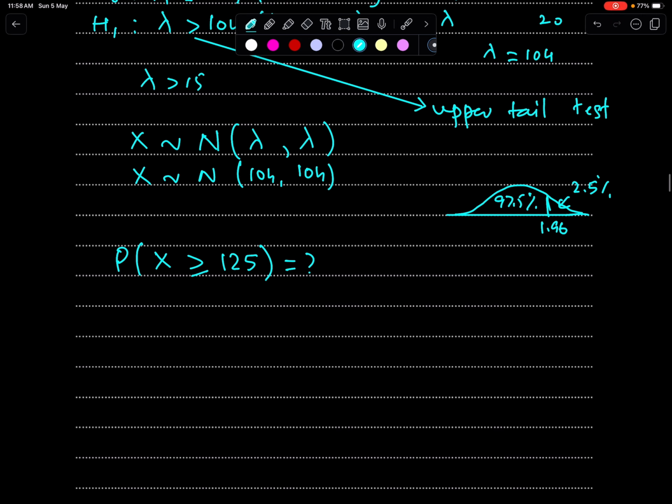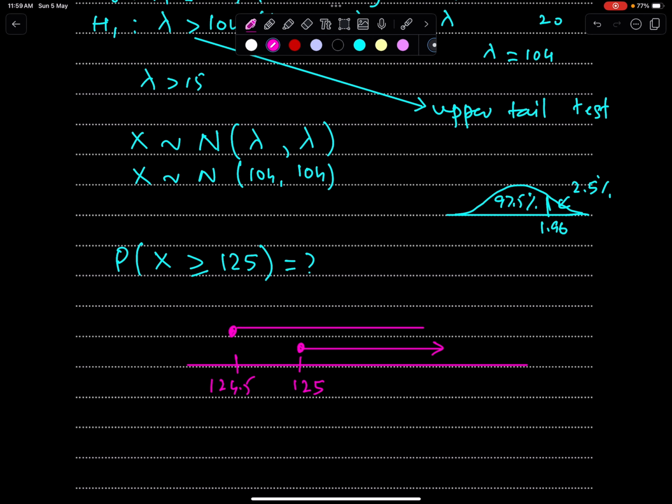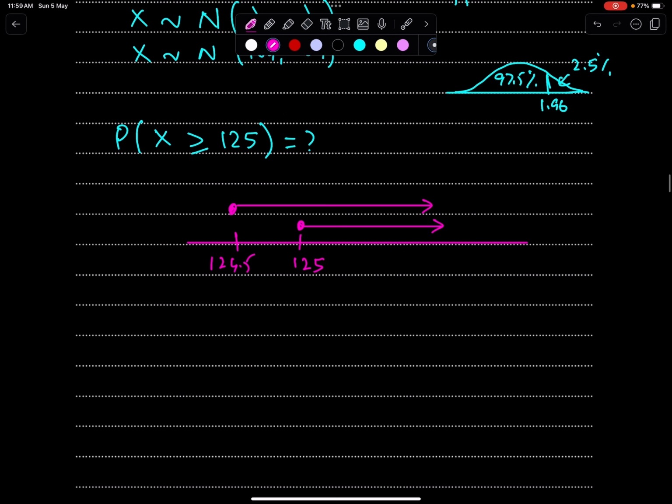Now first we have to do continuity correction, because we are doing normal approximation to Poisson. So 125, we are going on the right side on the number line, so we have to take the lower bound, 124.5. In an upper tail test, always take the lower bound. In a lower tail test, always take the upper bound.